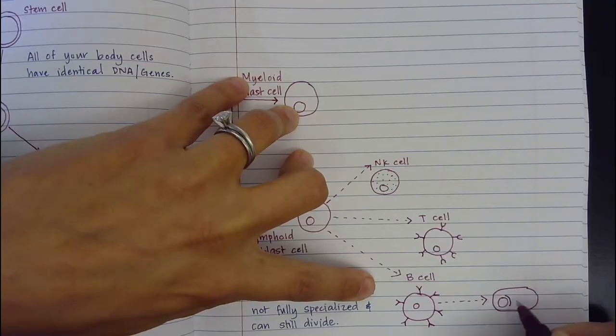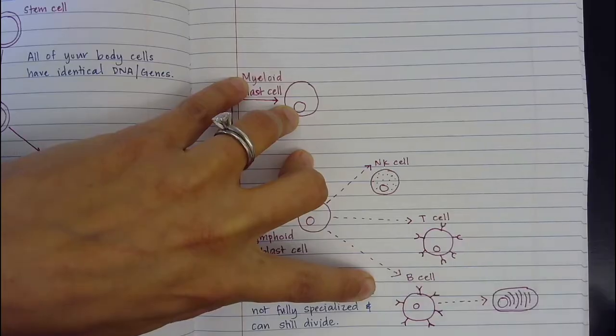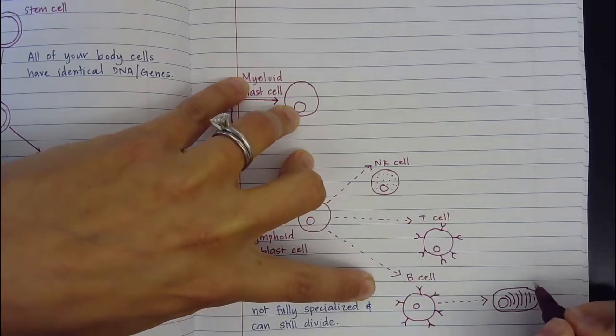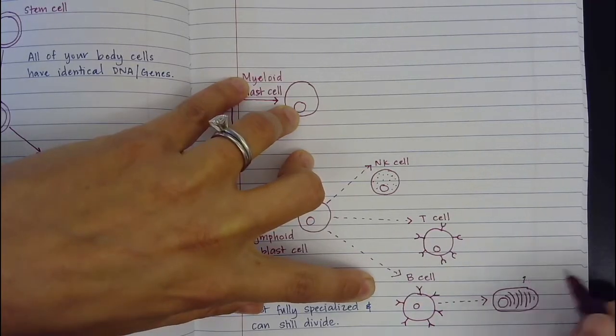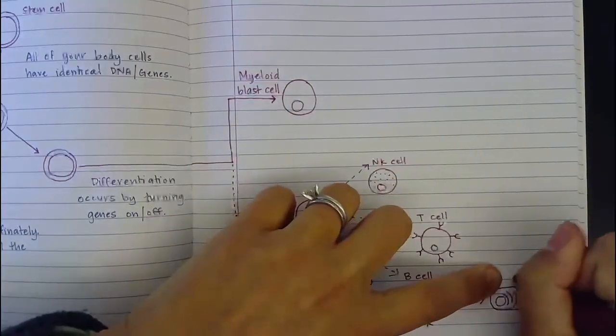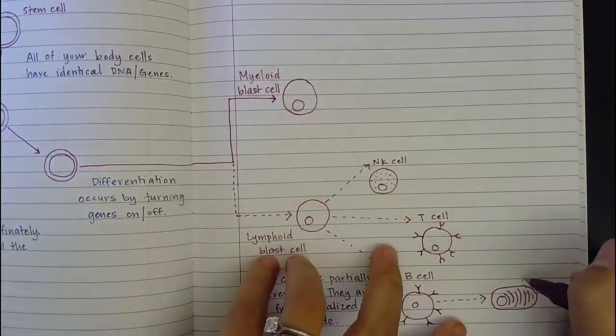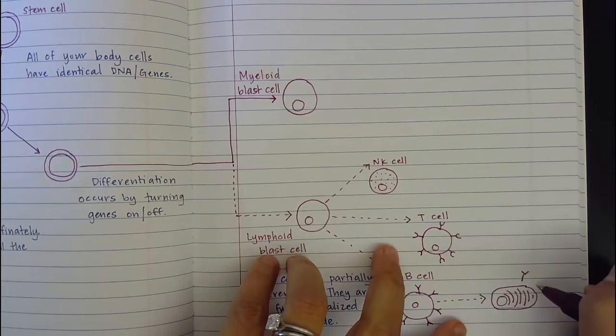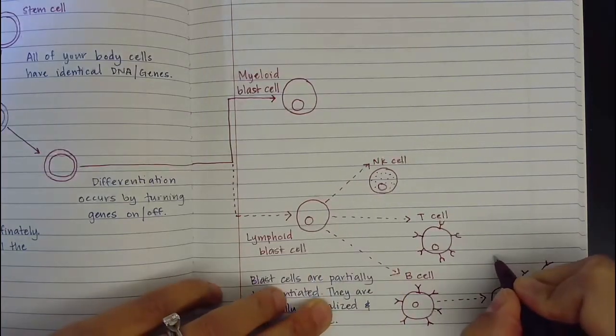And plasma cells are going to actually release antibodies that are specific for the type of disease you've been infected with. So your immune system cells are going to work together and you're going to release these antibodies from plasma cells.